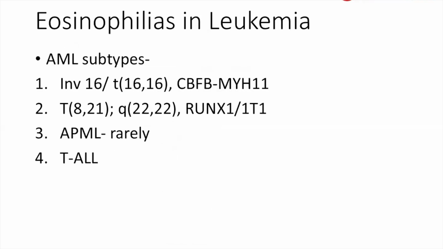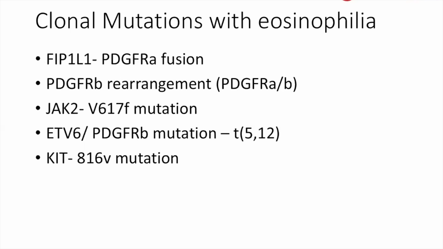So now coming to some subsets of blood cancer which can present with eosinophilias. In AML, these are the subtypes. There are three which can commonly show: inversion 16, translocation 16;16, core binding factor and MYH11. Second would be translocation 8;21, RUNX1 and RUNX1T1, and APML rarely can present.